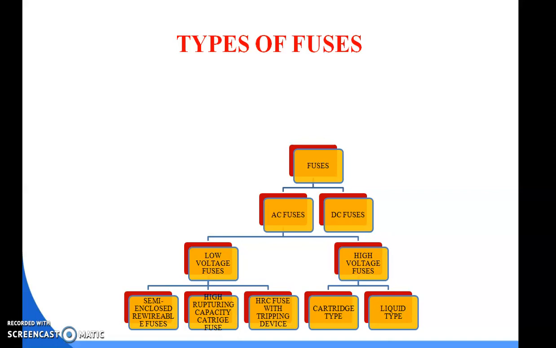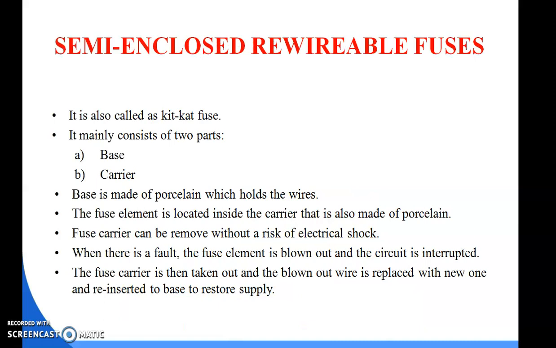Fuses are AC and DC, and coming under the AC fuses, low voltage and high voltage are there. Low voltage includes the semi-enclosed rewirable fuse, high rupturing capacity cartridge fuse, and HRC fuse with tripping device. The cartridge type and liquid type come under the high voltage type fuse. Now we will discuss one by one, starting with the AC fuse coming under the low voltage fuse, the semi-enclosed rewirable fuse, which is called a KitKat fuse.